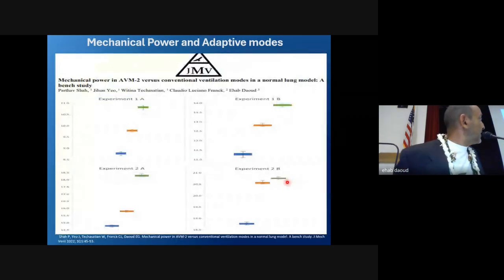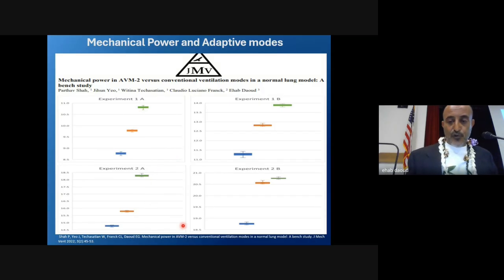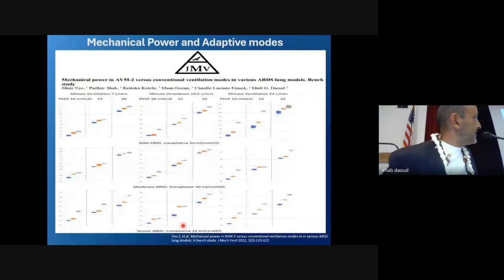Okay, so quick, another one. This is also a study that we did, but a simulator study to compare pressure control to volume control to AVM in normal lung with different percent minute ventilations. Basically, I just want to show you the adaptive mode is always on the bottom. So it gives you much less mechanical power, much less pressure, much less tidal volume.